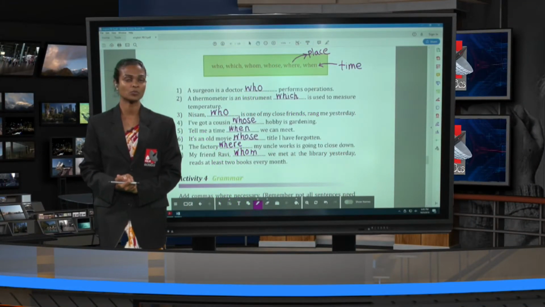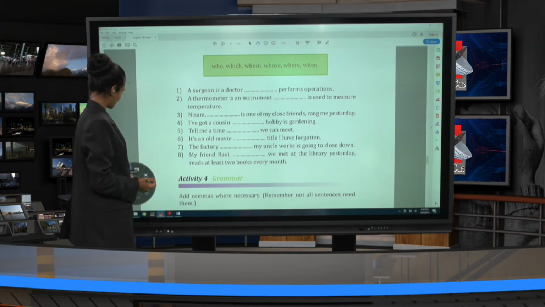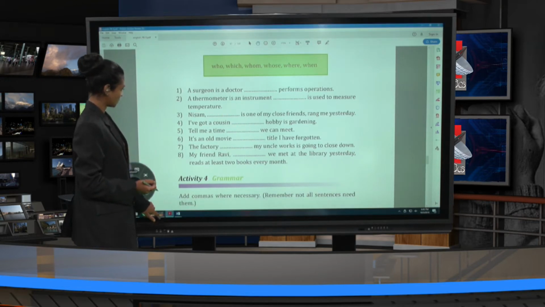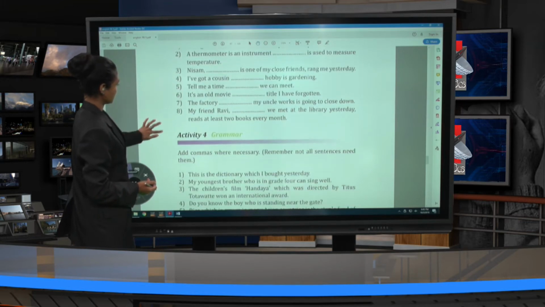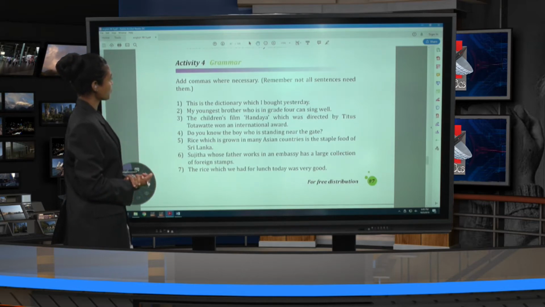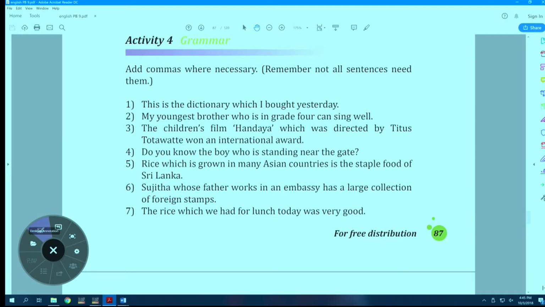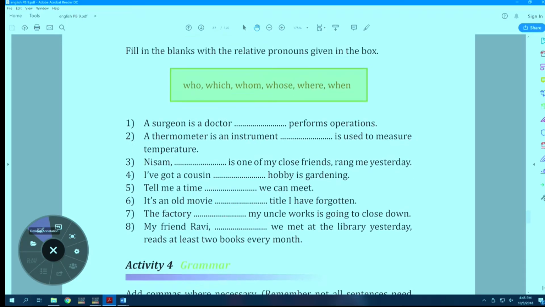Right. Now, we will move to the next activity. It is in your pupil's book. Again, page number 87, activity 4 under grammar. You have to add commas where necessary. Remember, not all sentences need them. හැම එකටම අවශ්‍ය නැහැ. You can add commas, but it should be added where necessary. අවශ්‍ය තැනට. We have to go back to the lesson.